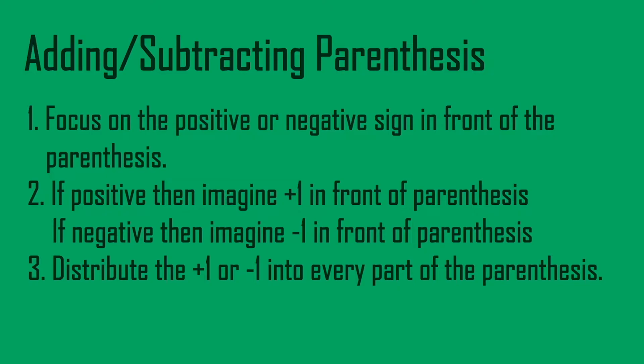If it's a positive sign, then imagine that instead of just a plus parentheses, it's plus 1 in front of the parentheses. Now, if it's a negative sign, same thing. Instead of a minus parentheses, it's now a minus 1 or a negative 1 in front of the parentheses. Then you distribute it. You distribute the plus 1 all the way into every single component inside the parentheses, or the minus 1, the negative 1, into all the different components inside the parentheses. This guarantees that if it happens to be negative, you're flipping the signs and you're not leaving anything out. It's just a way to keep it organized. So let's practice.